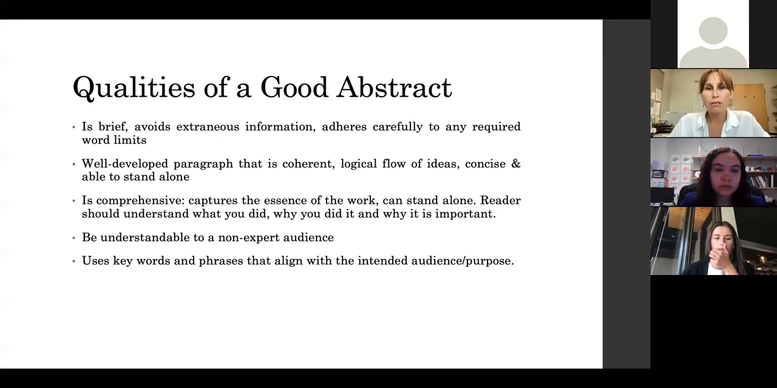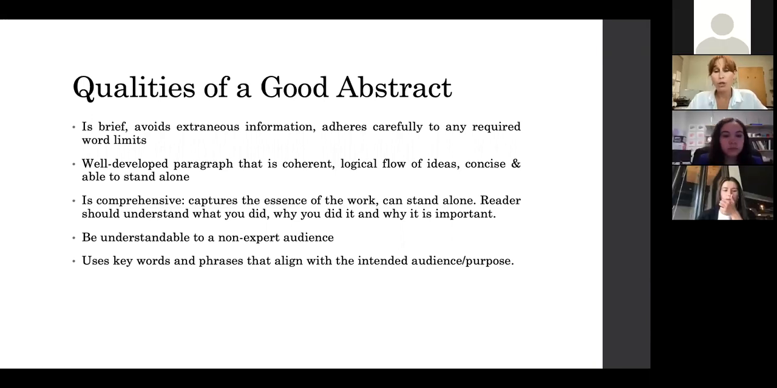So you want to think of it as sort of putting together a story. Do all of the pieces fit together? Is it easy for the reader to understand your results based on how you wrote your methods? Is it easy for your reader to understand why you chose certain methods or an approach based on how you described your objective? It should also be comprehensive.